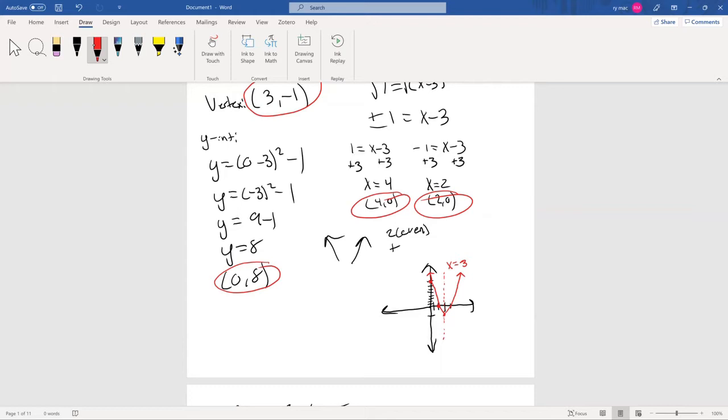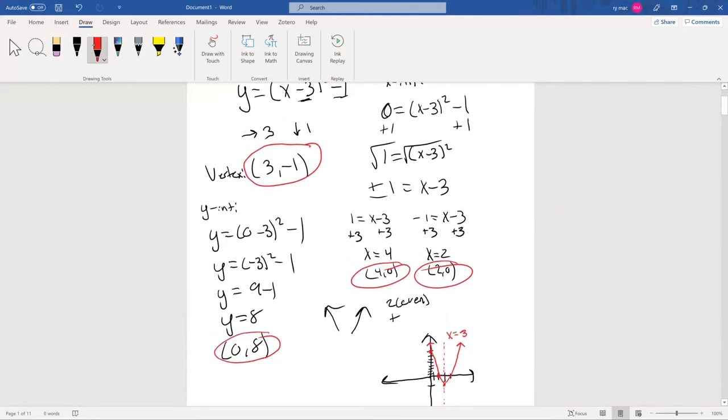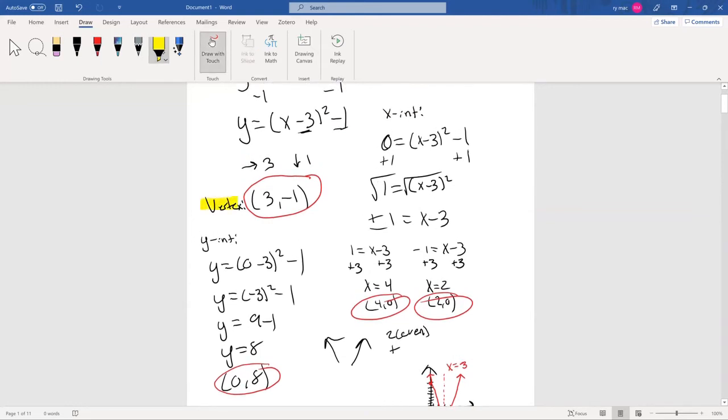So for any of these questions, when it's asking you to graph a quadratic formula, the 3 things that you're looking for are the vertex, the x-intercepts, and the y-intercept. So those are the 3 things that you're like, okay, that's what I've got to find. Once you have those, you can hop over to the graph.